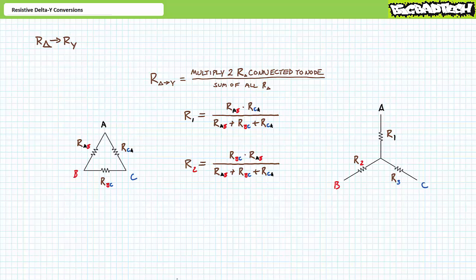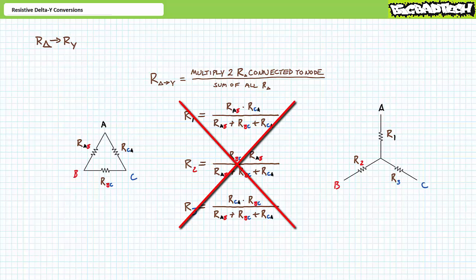Similarly, to solve for R2 connected to node B, we would multiply the two delta resistance elements connected to node B, in this case RBC and RAB. Then we would divide it by the sum of all three delta resistance elements, RAB plus RBC plus RCA. Finally, to solve for R3 connected to node C, we would multiply the two delta resistance elements connected to node C. This would be RCA and RBC. Then we would divide it by the sum of all three delta resistance elements, RAB plus RBC plus RCA.